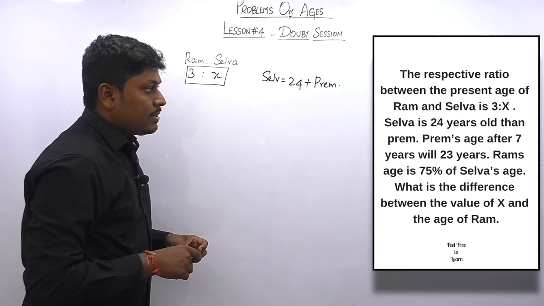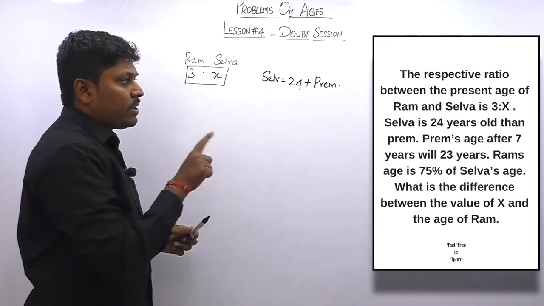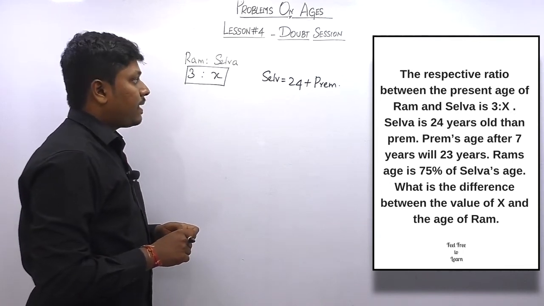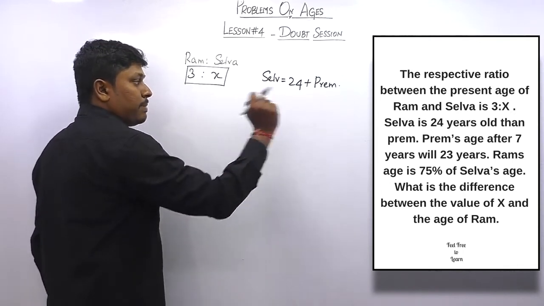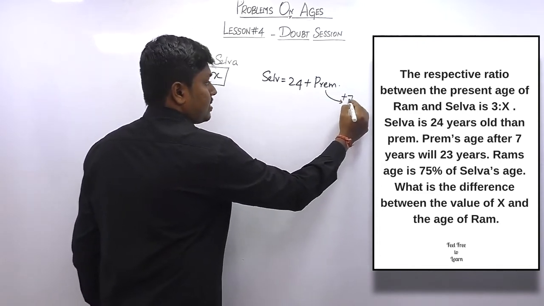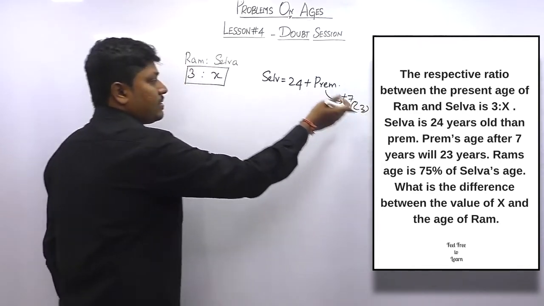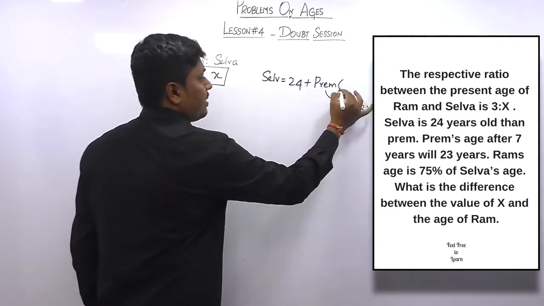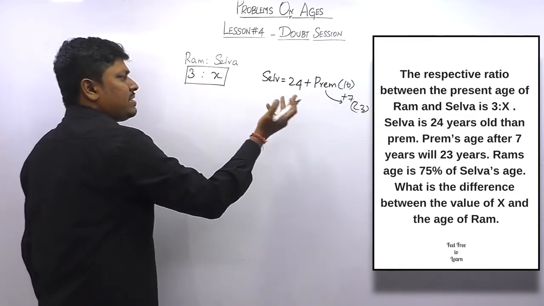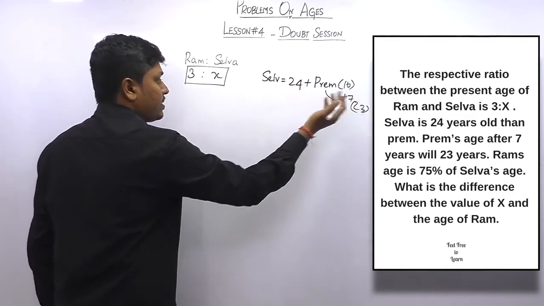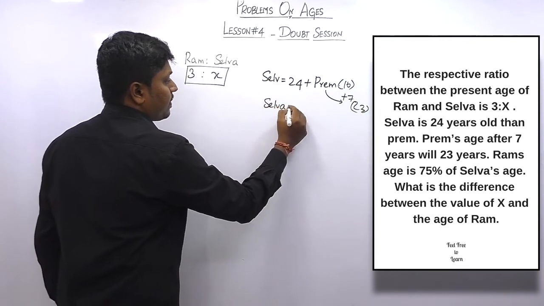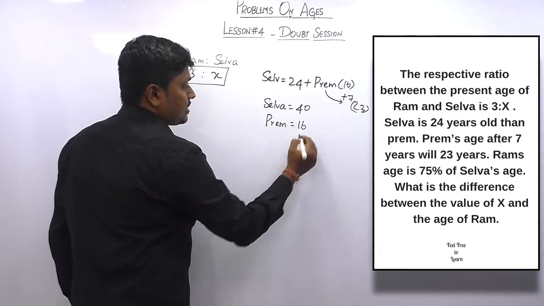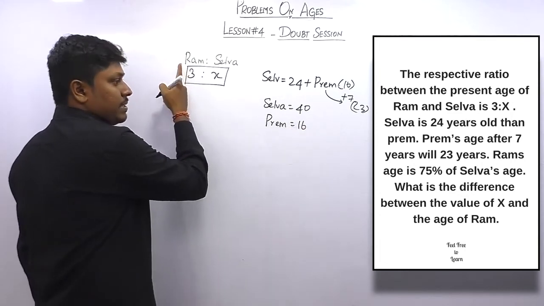And the next point they have given, where Prem's age after 7 years will be 23. So listen here friends, what they are saying is Prem's age after 7 years will be 23. Then we can definitely say before 7 years Prem's age will be 16, right? So we can say Prem's age is 16. I think it is an easy question because Selva will be 24 plus 16, so Selva will be 40, and now we got the Prem age. So Prem's age is 16 and we need to find what is Ram's age, right?